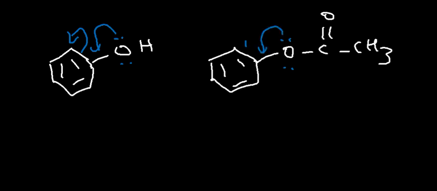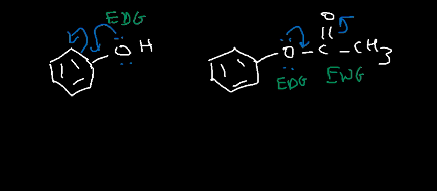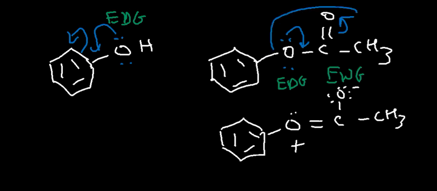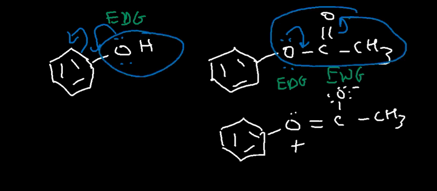Now, this oxygen can do that as well. However, it's weakened by the carbonyl group that's next to it. This carbonyl group is an electron withdrawing group, but the oxygen is an electron donating group, just like the phenol. However, the electron withdrawing group pulls on this oxygen atom. So the benzene ring doesn't always receive electrons from that oxygen because of the resonance structure. So therefore, that's why this group is moderately deactivated instead of strongly activated.